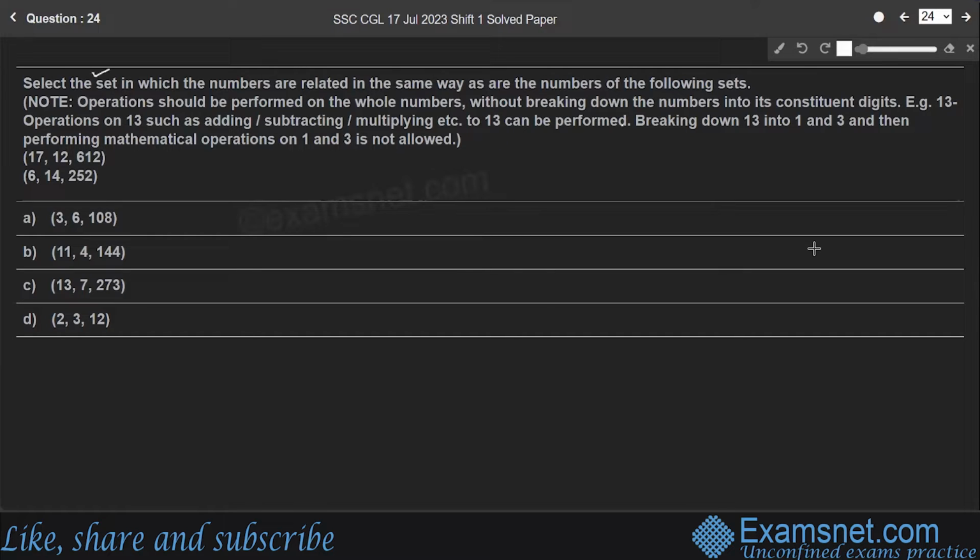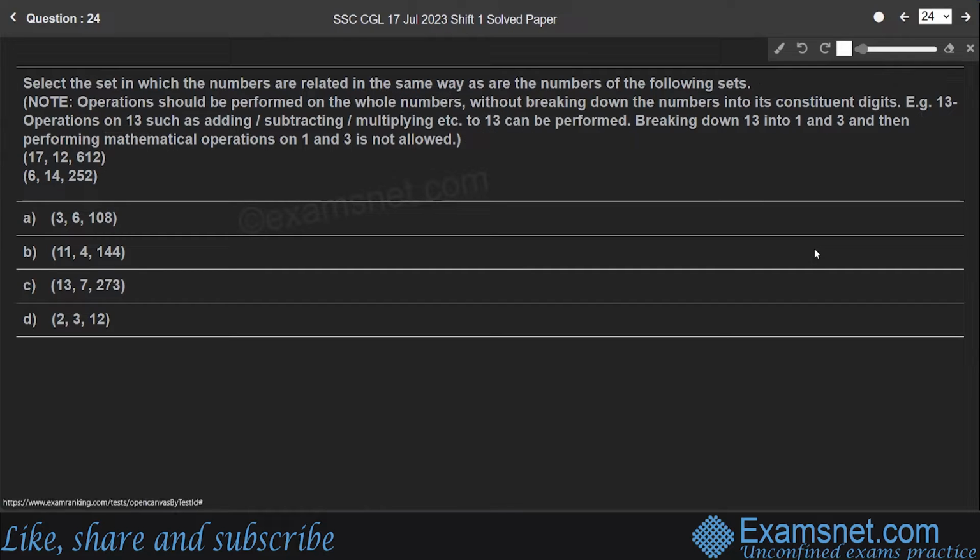Question 24. Select the set in which the numbers are related in the same way as are the numbers of the following sets. Here is a note. Operation should be performed on the whole numbers without breaking down the numbers into its constituent digits. For example, operations on 13 such as adding, subtracting, multiplication, etc. can be performed on 13. You should not break down 13 into 1 and 3 and then perform the mathematical operations. It is not allowed here.